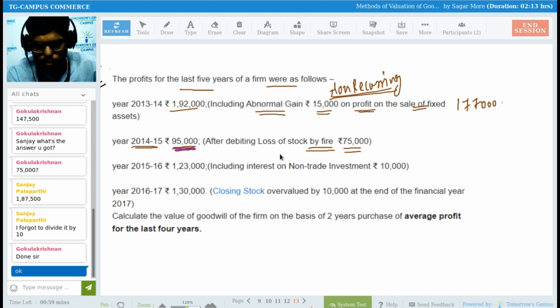Yes, 75,000 rupees we have to add. So after adding that, what will be the profit? 1,70,000, 95,000 plus 75,000. Yes? I have a doubt. Yes, please.